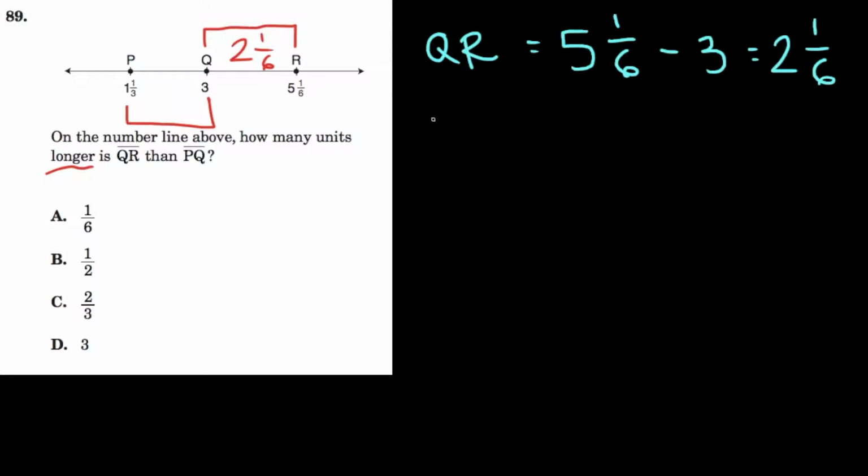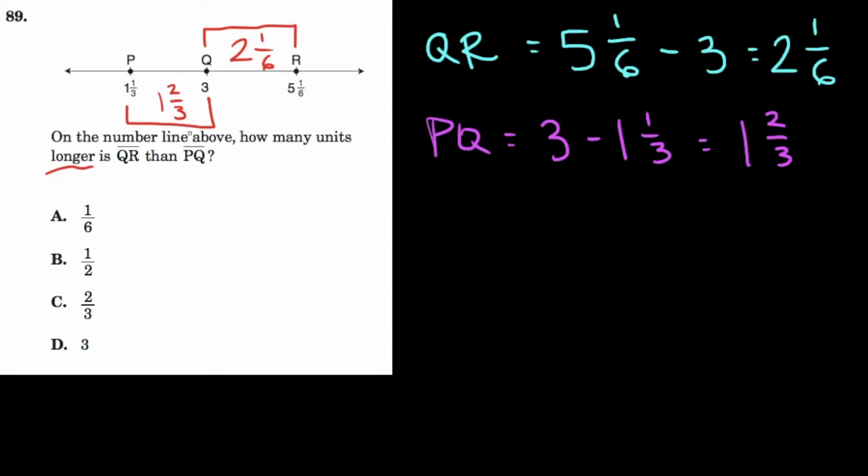What about PQ? That would be the difference between 3 and 1 1/3. The way I see it, we started with 3, we subtracted 1, so now we're at 2, and then we took away another 1/3, so we're left with 1 2/3. That's the length of PQ.